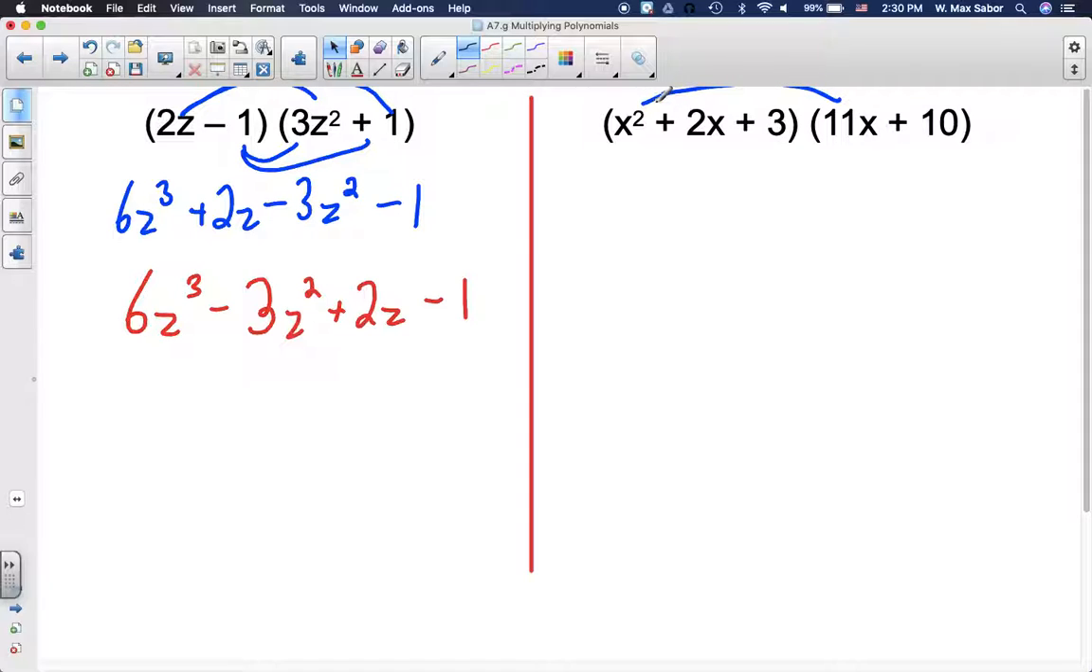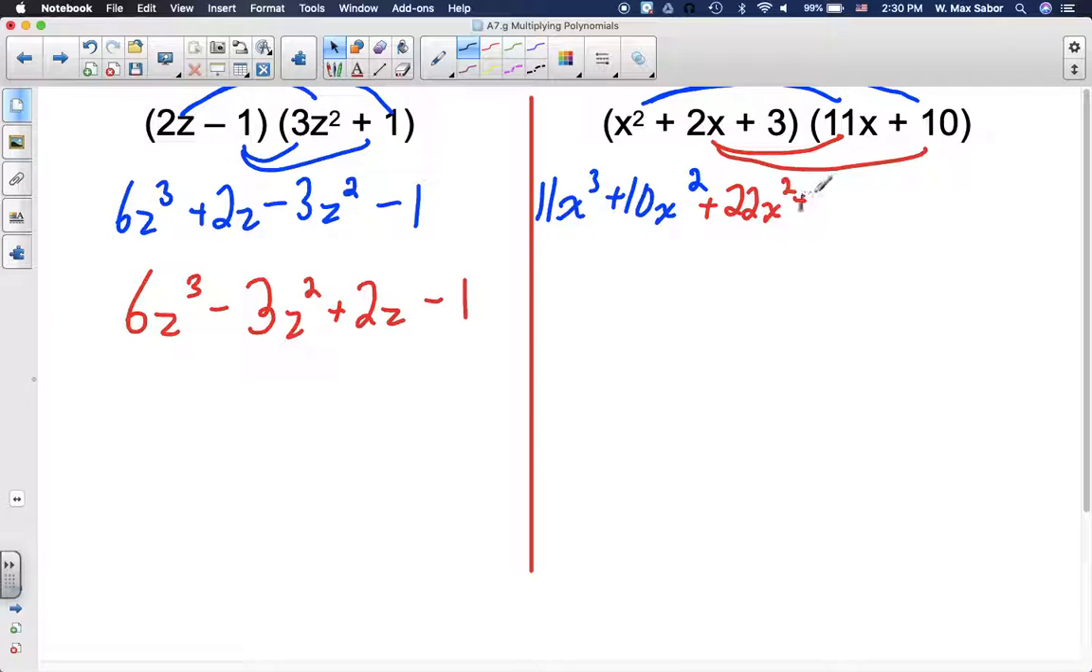Here, what we're doing is we're going to distribute each piece. So x squared times 11x will give us 11x cubed. X squared times 10 will give us 10x squared. Now we're going to do 2x times each of these, so 22x squared plus 20.